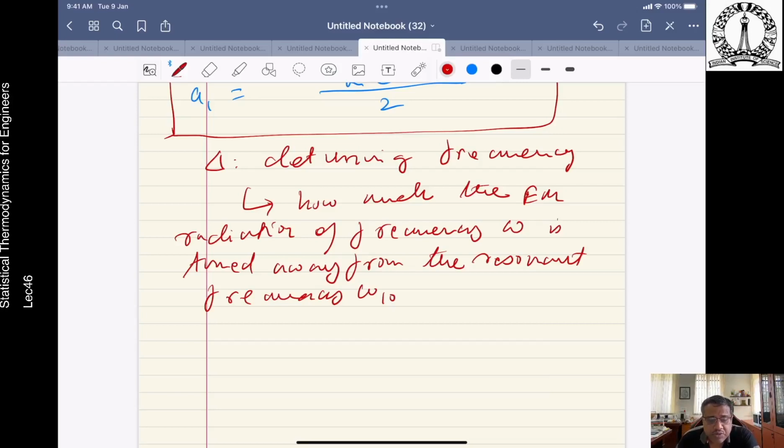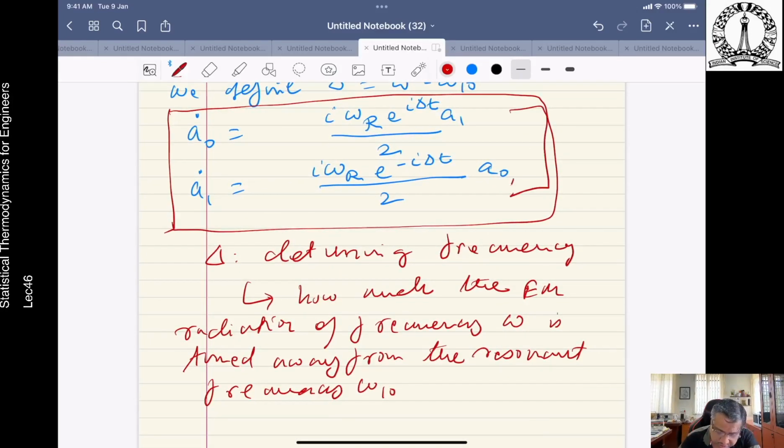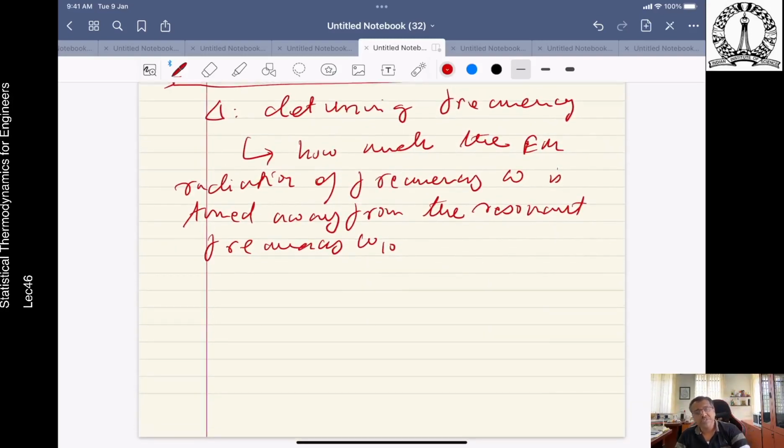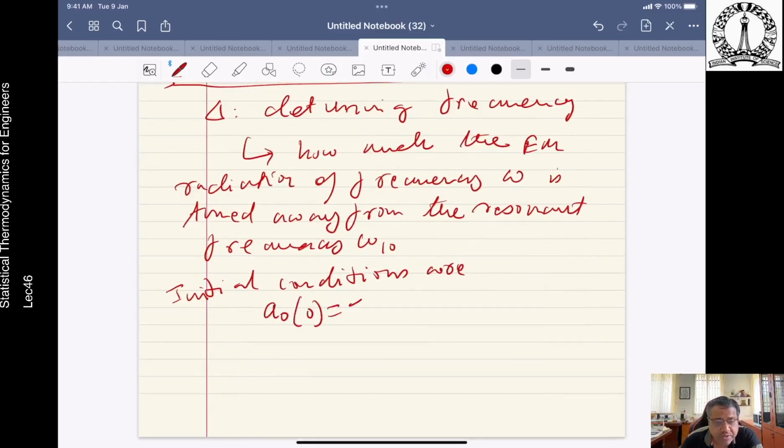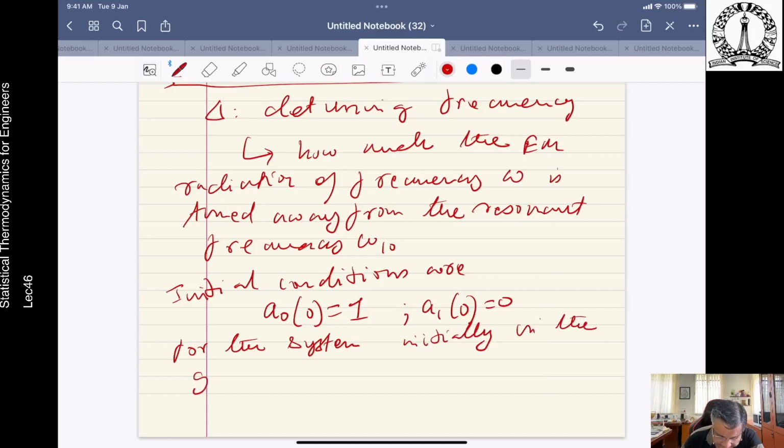Now we need the solution to these two first order simultaneous differential equations, with initial conditions A0 at 0 is equal to 1 and A1 at 0 is equal to 0, for the system initially in the ground state.